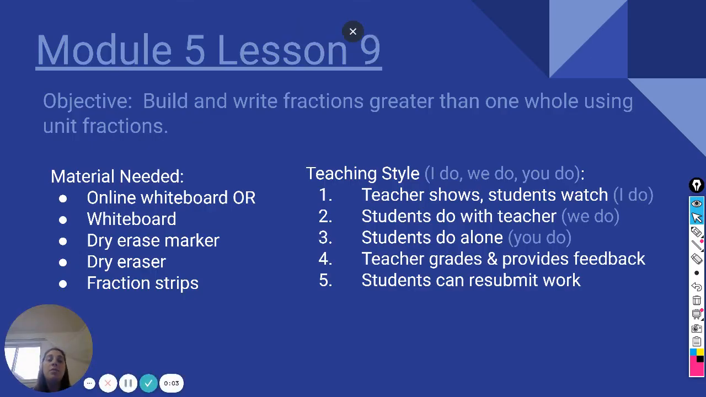Today we're doing Module 5, Lesson 9. The objective is to build and write fractions greater than one whole using unit fractions. The materials needed for today are your online whiteboard or your whiteboard, dry erase marker, and dry eraser. You may also want your fraction strips out to help you reference.